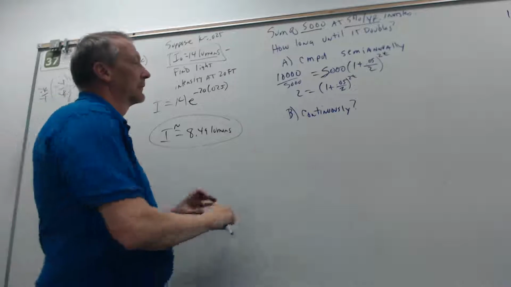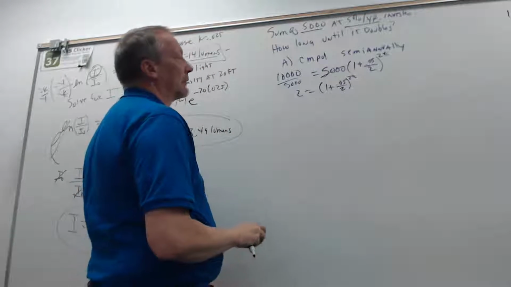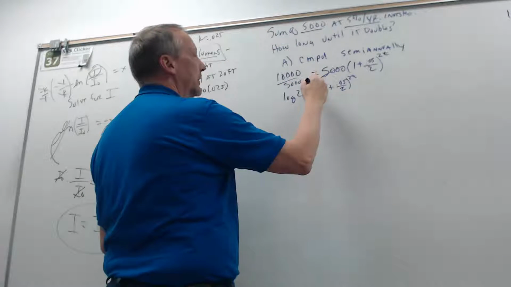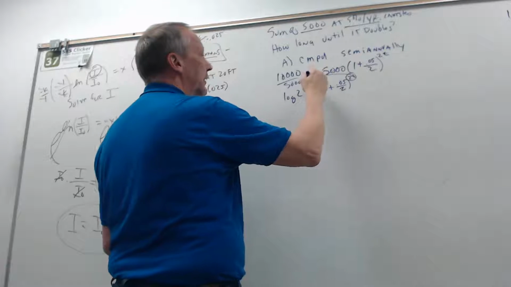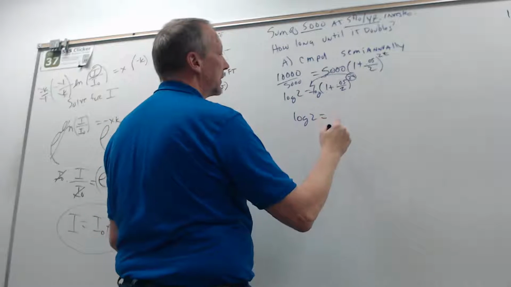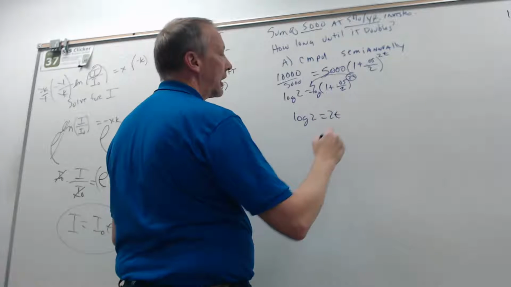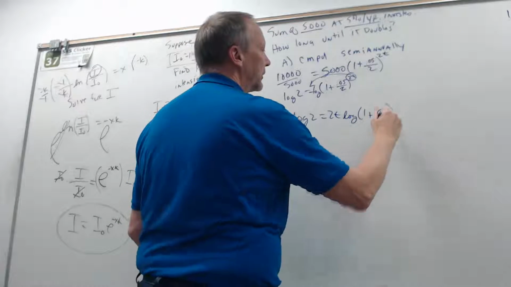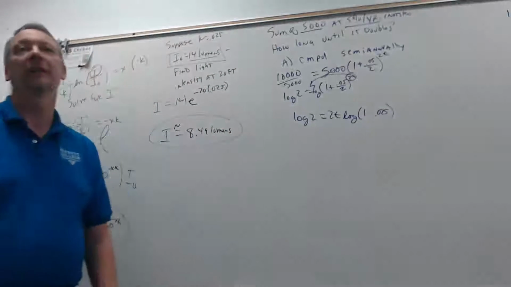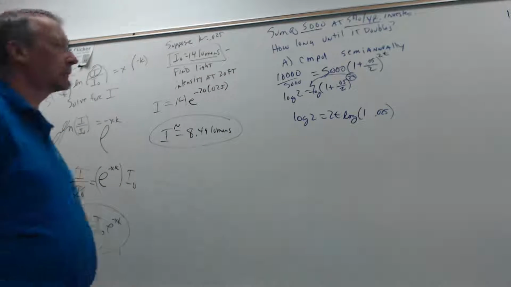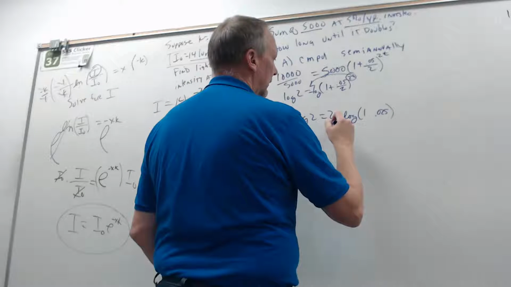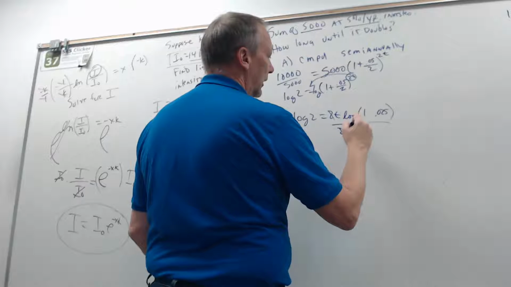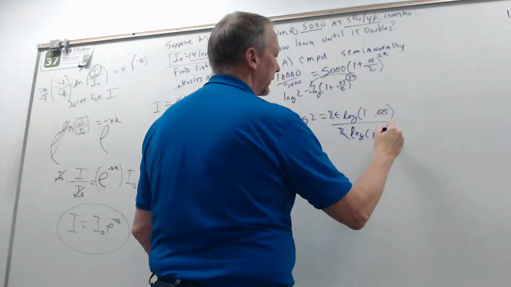And then would you do the log? So you do the log to both sides. Base 10? Yeah, base 10. So we're going to take base 10 logs. Then you move the exponent to the front. So log of 2 equals 2t times the log of 1 plus 0.025, which is 1.025. And then you would divide by 2 times the log of 1.025.